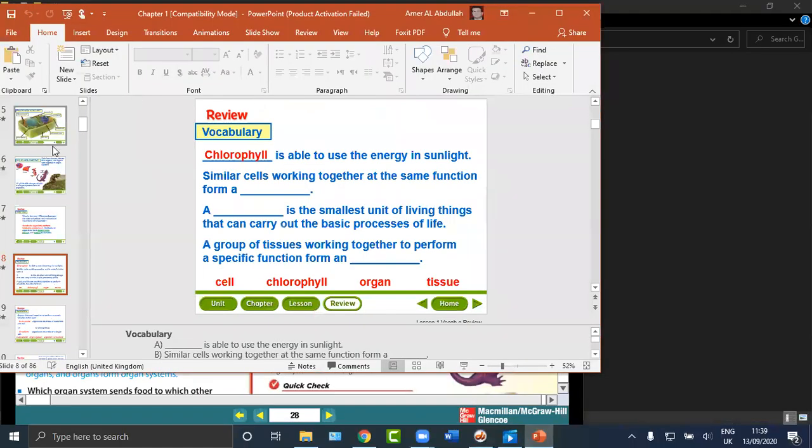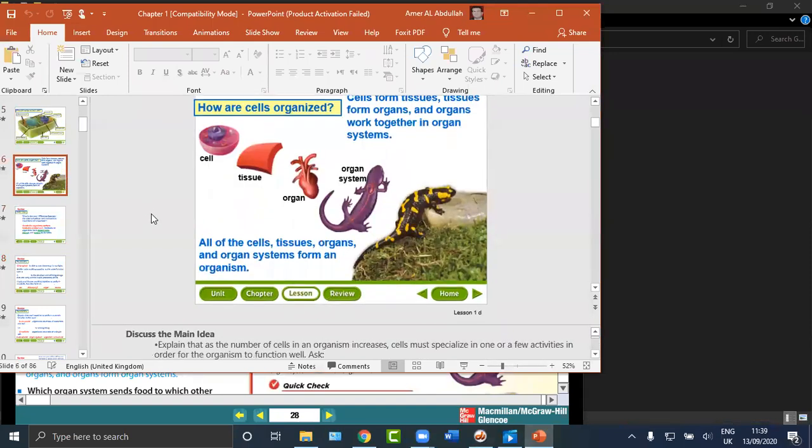Now we can move to the chloroplasts and these figures.